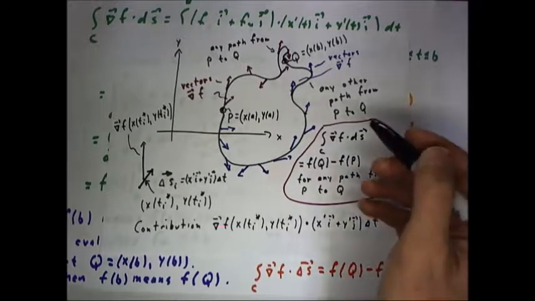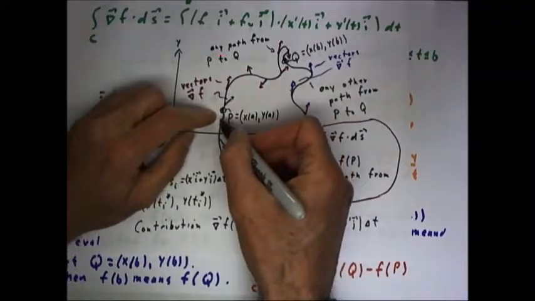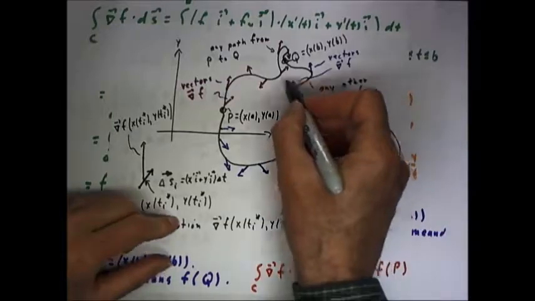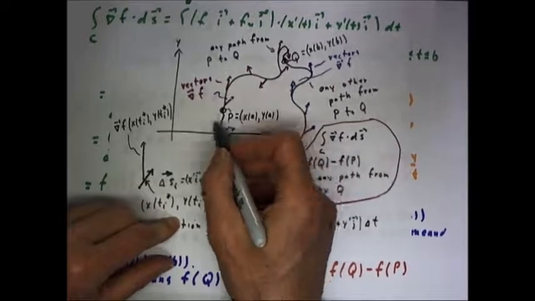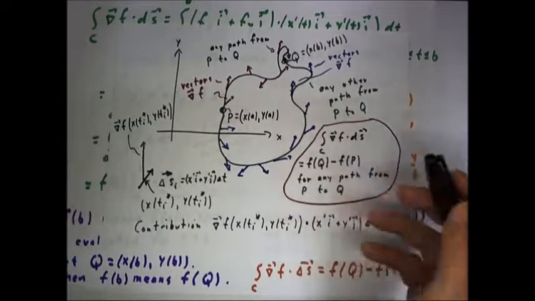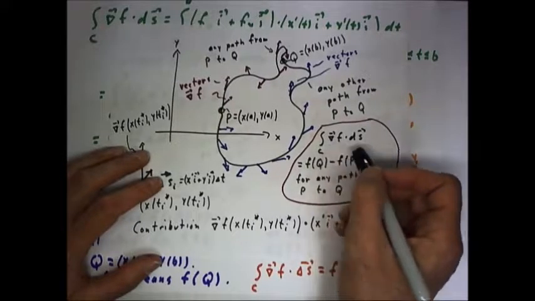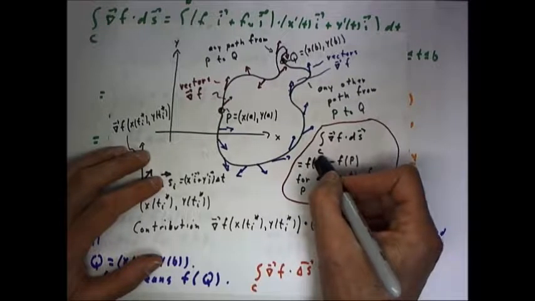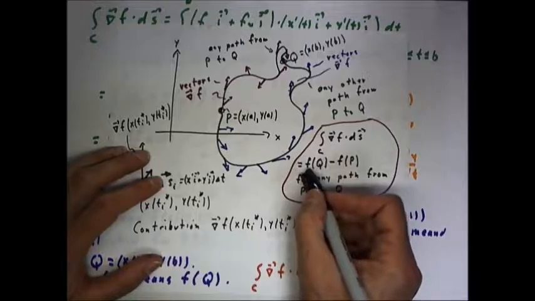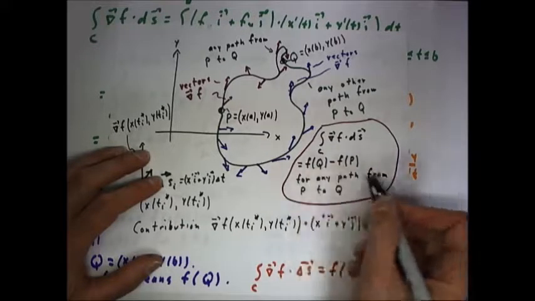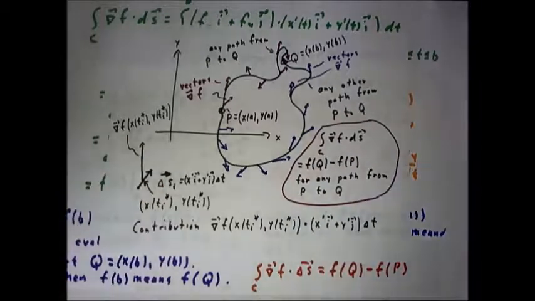It also has the implication that if we choose another path, okay, so we got one path here, we got another path here. If we integrate over this path, we get the same thing, that the integral of del f dot ds over the curve is equal to f of q minus f of p for any path from p to q.